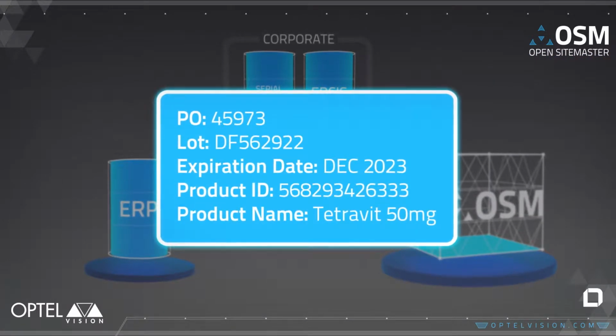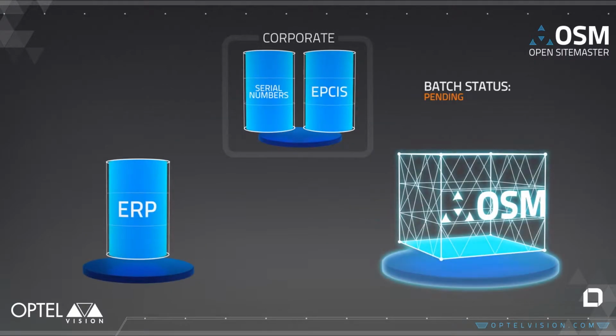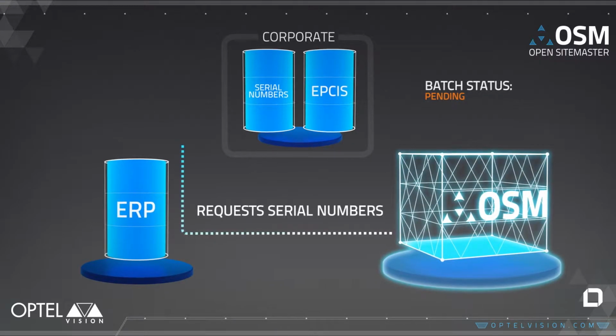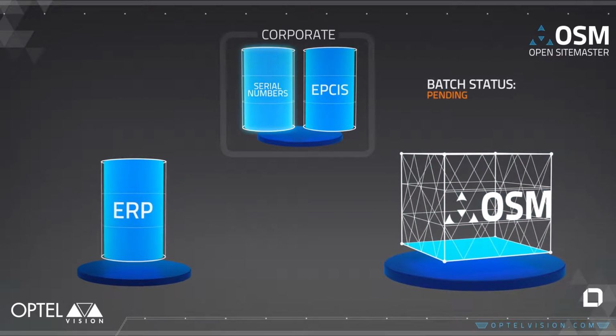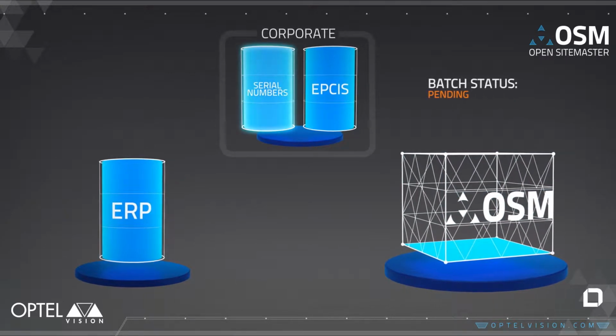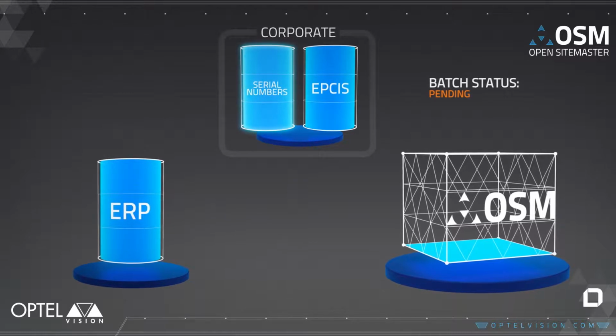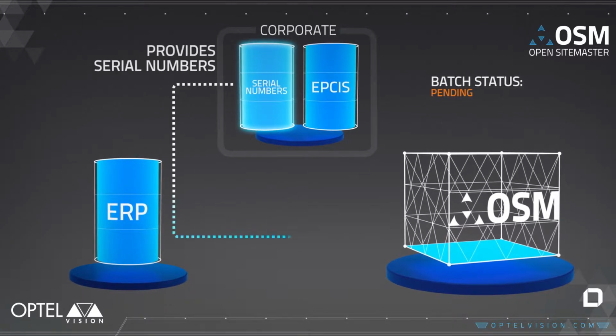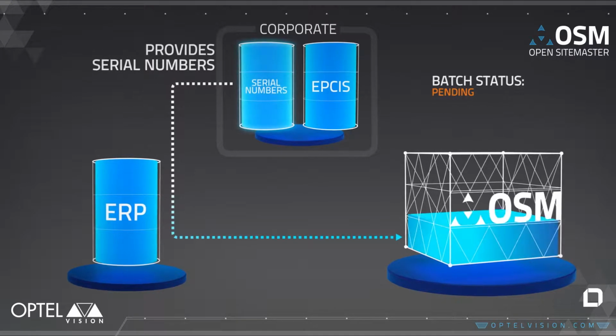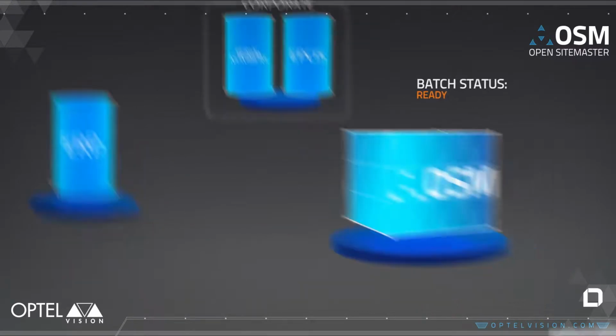OSM captures the process orders to confirm, ahead of time, if there are enough serial numbers. If not, it automatically reaches out to the corporate server. Meanwhile, the batch status is pending. This means that the plant becomes autonomous from corporate, as the serial numbers are stored locally, at the plant, well before the lot starts. When there are enough serial numbers, the batch status becomes ready.